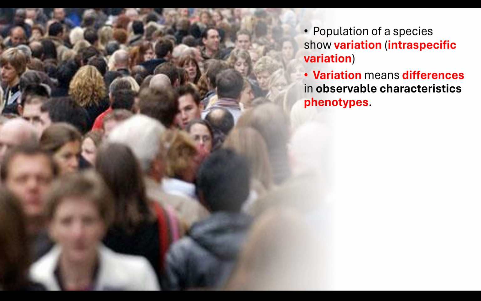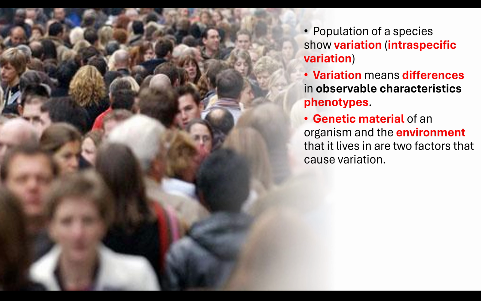But what is variation? Variation is the differences in observable characteristics, and we call that our phenotypes. When we look at the phenotypes, we're talking about those physical characteristics that we can see. They are based on the genetic material that an organism possesses and also how the environment that they live in interacts. So what we have to now unpick is how do these differing things have an effect on the variation that we see.